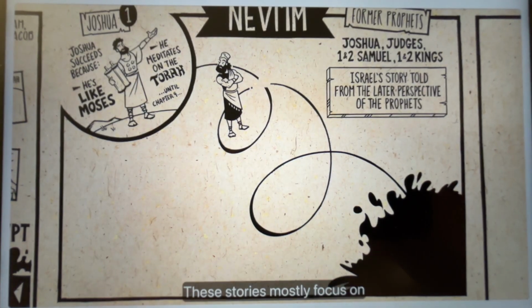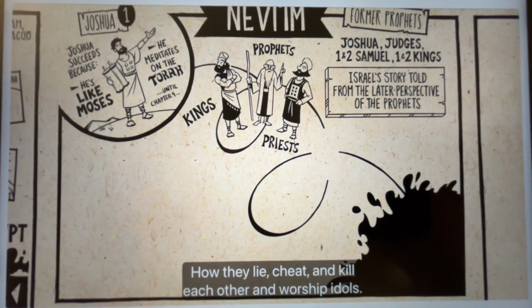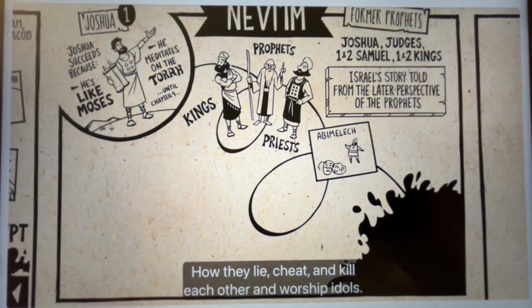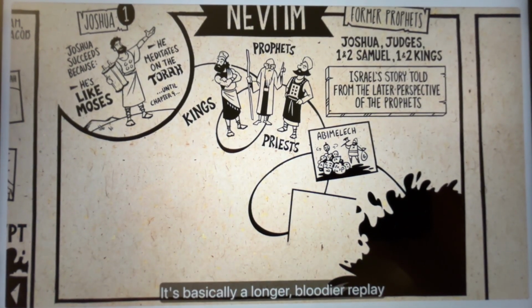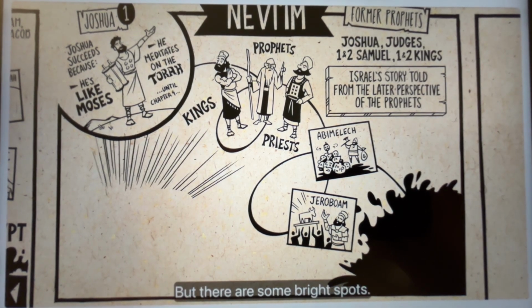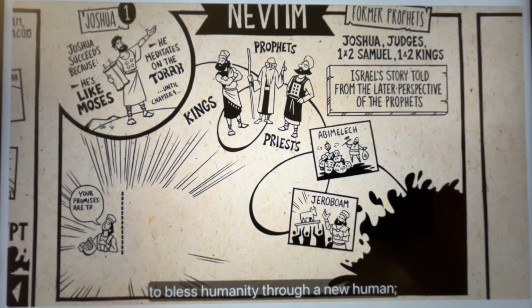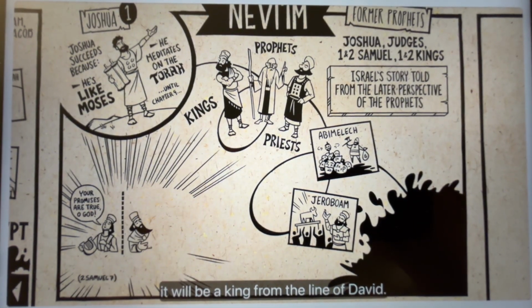These stories mostly focus on the failure of Israel's kings, prophets, and priests, how they lie, cheat, and kill each other, and worship idols. It's basically a longer, bloodier replay of the ancestors' failures. But there are some bright spots. God reaffirms his covenant promise to bless humanity through a new human. It will be a king from the line of David.